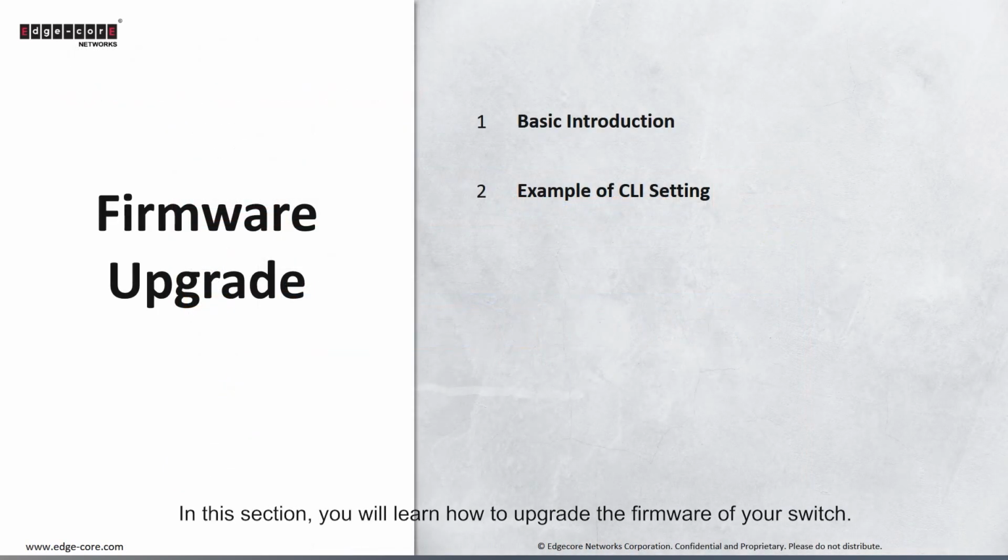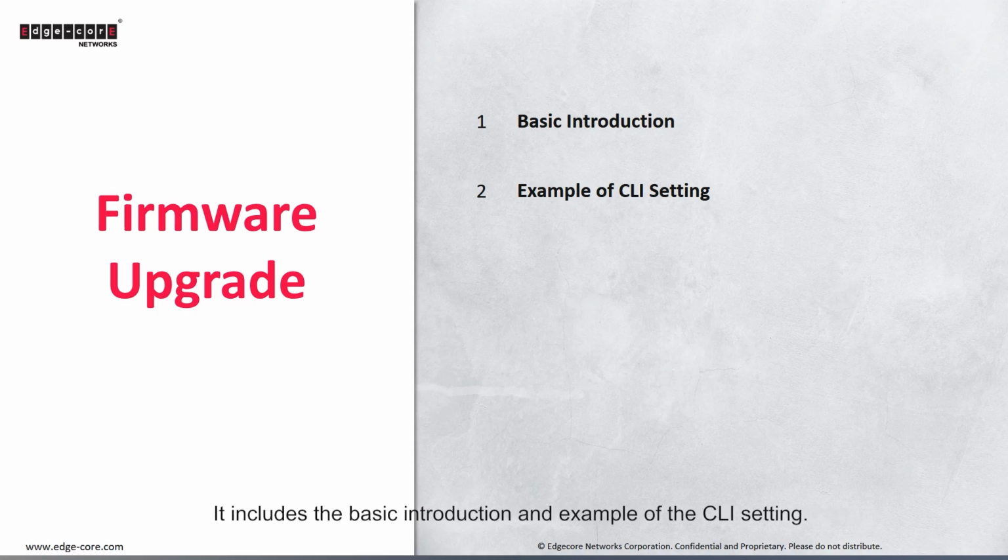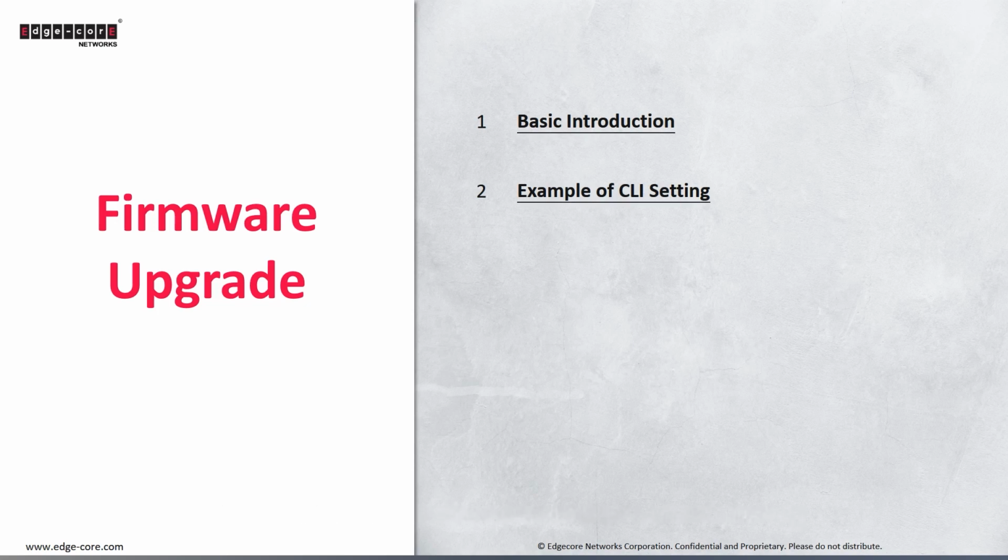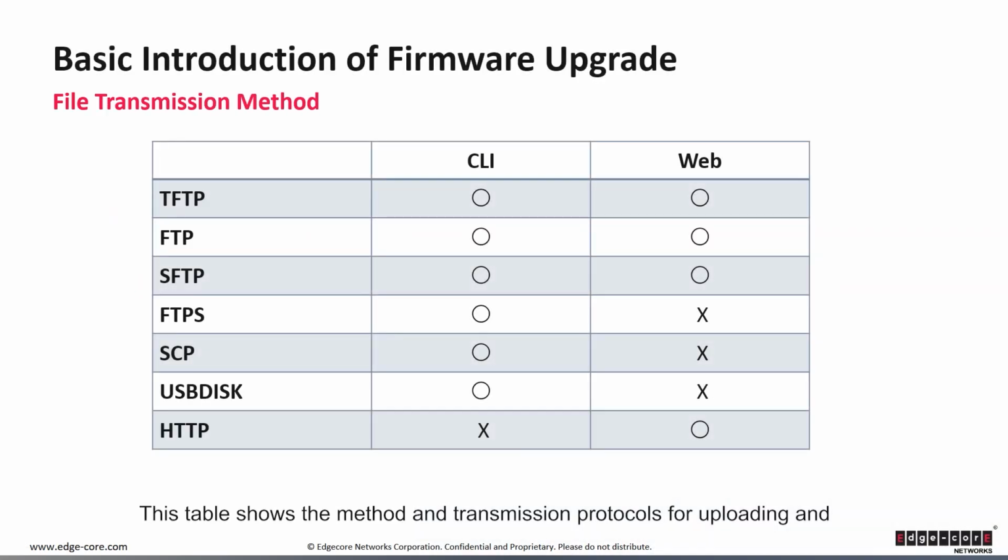In this section, you will learn how to upgrade the firmware of your switch. It includes the basic introduction and the example of the CLI setting. This table shows the method and transmission protocols for uploading and downloading configuration files and operation codes. We can transfer data using various transmission protocols or a physical method. The transmission protocols include FTP, SFTP, FTPS, SCP, and HTTP, while the physical method is through USB disk.